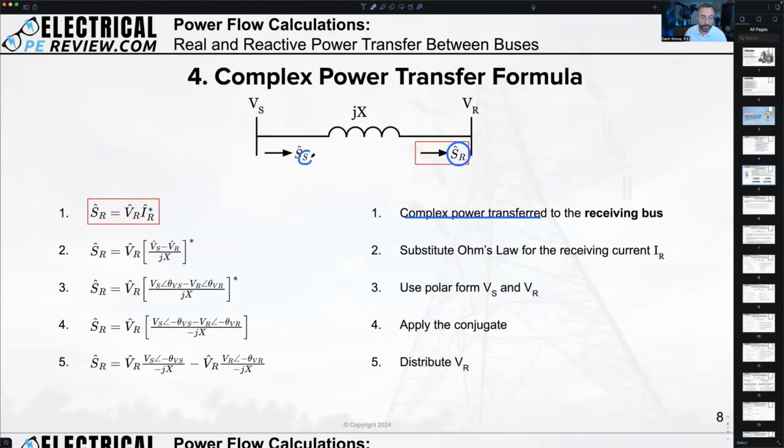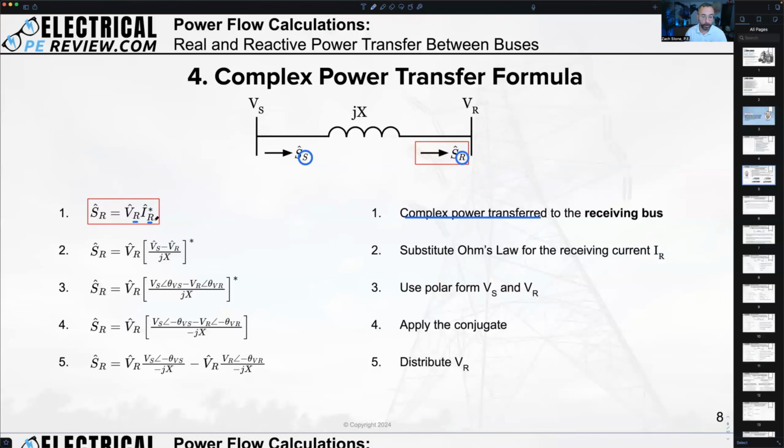Notice we have the complex sending power, which is not what we're solving for. And then we have the complex receiving power. We're calculating the complex receiving power. So we don't care about how much is being sent because some of that's going to be absorbed in this line. So we're only calculating how much power the receiving bus actually receives minus any losses. This is where I've seen a lot of other textbooks, white papers, or videos go wrong. They solve for the complex sending power, but that includes all of your losses, right? We just want to know what gets transferred, what gets received by the receiving bus. That's why we're using the receiving voltage and the receiving current specifically.